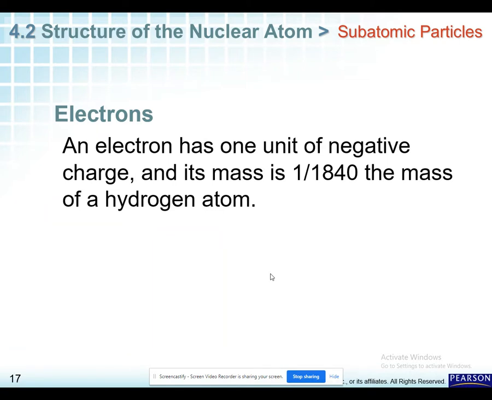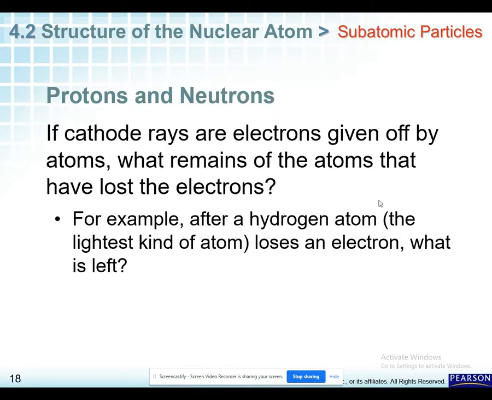So we say, based on that, he found out that the electron's mass is 1 divided by 1,840 the mass of a hydrogen atom. So it is extremely small and light. In fact, you're going to find out that the electron has a smaller mass than both a proton and a neutron. So let's go on and talk about some protons and neutrons.